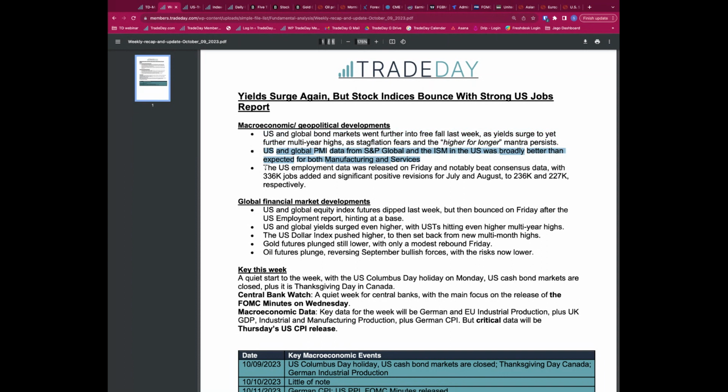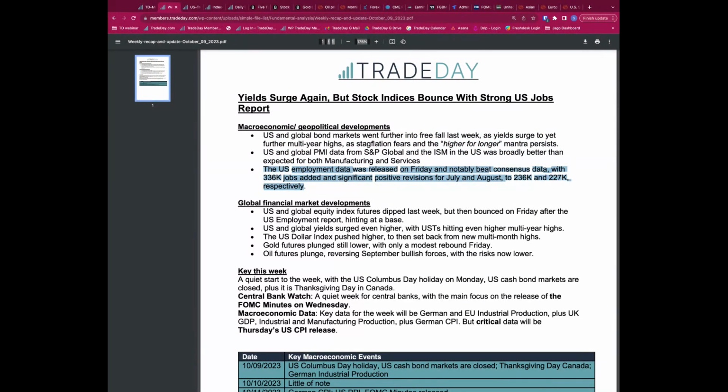And then we had the positive surprise. The markets initially went lower on this, but then eventually went higher on this, both bonds and stocks. So the US employment data was released Friday, notably better than expected. 336,000 jobs added. Plus, there were positive revisions for both July and August. Now, initially, the market sold off on that. Why did they sell off?